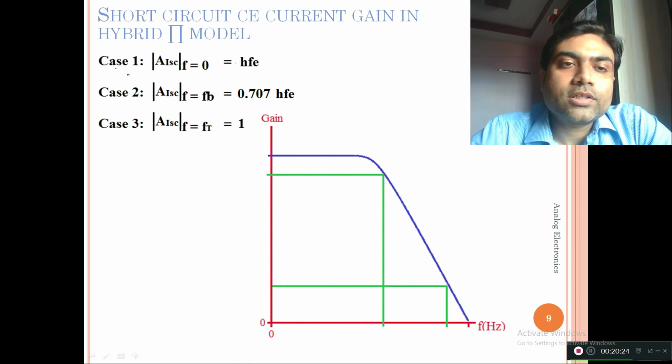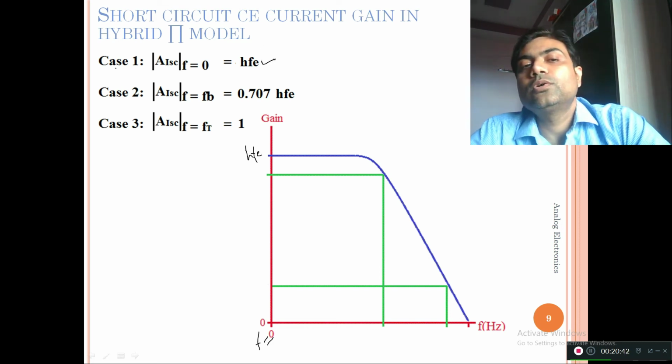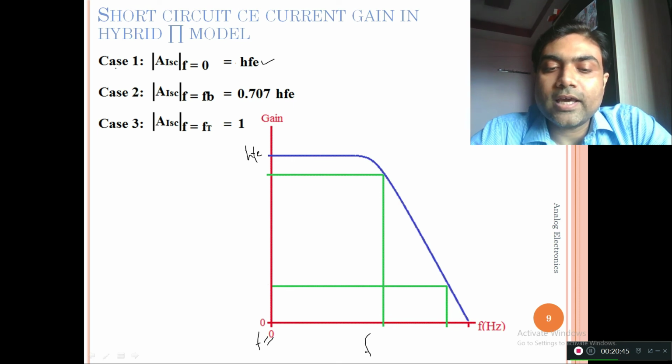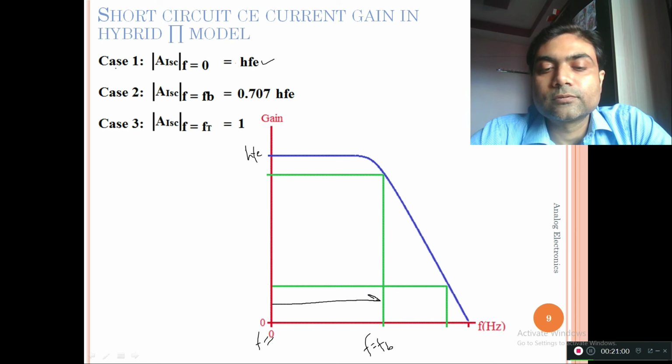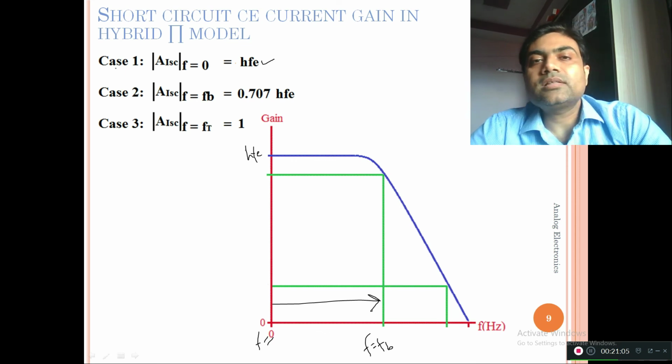What we have derived in the first case: when we put f equal to 0, what kind of gain are we getting? We are getting the highest gain, and that gain is equal to HFE. This is the gain we get when we put f equal to 0. Somehow if we increase f to FB, we have increased the frequency term. Since we are increasing the frequency, the frequency range available here is expanded towards here. So now we are able to handle more frequency, meaning we have increased the bandwidth of the amplifier.